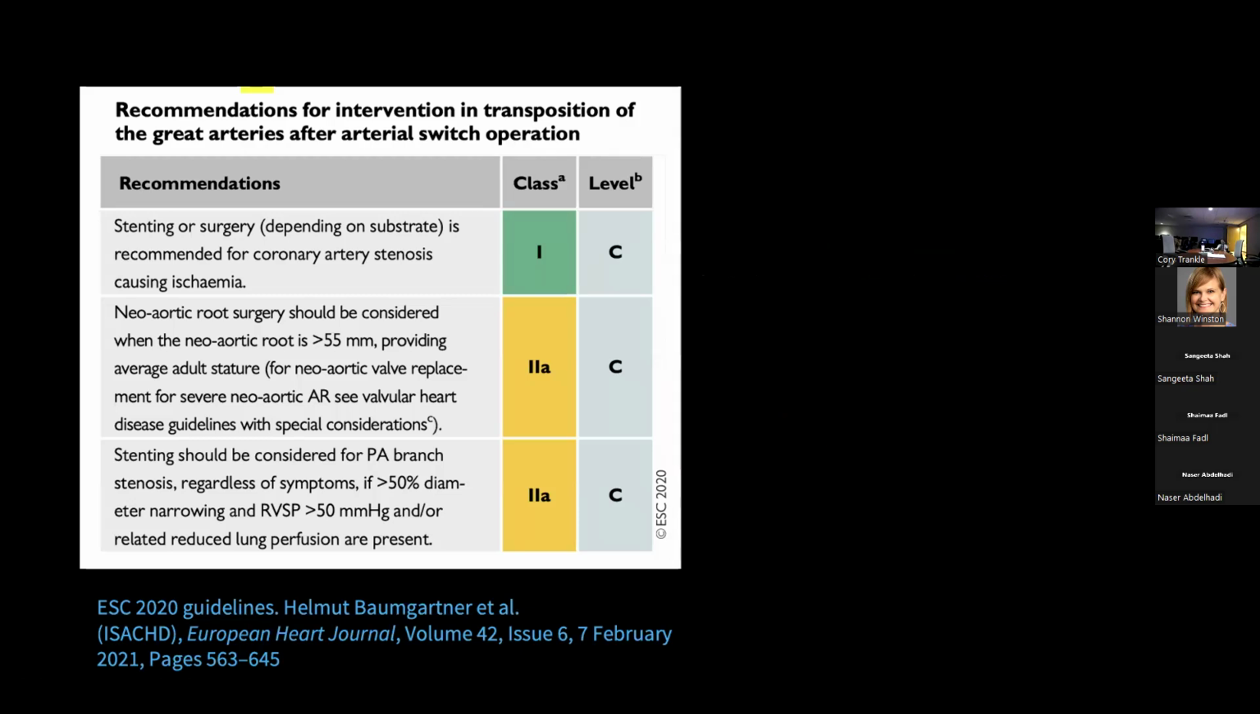Regarding the recommendations for the management of complications, if there is coronary artery stenosis, stenting or surgery can be indicated in patients with ischemia. New aortic root surgery can be considered if the new aortic root is more than 55 millimeters. Stenting of the PA branches, or management of the PA branch stenosis, is indicated if there are symptoms or if there is more than 50% narrowing with elevated right ventricular pressures.